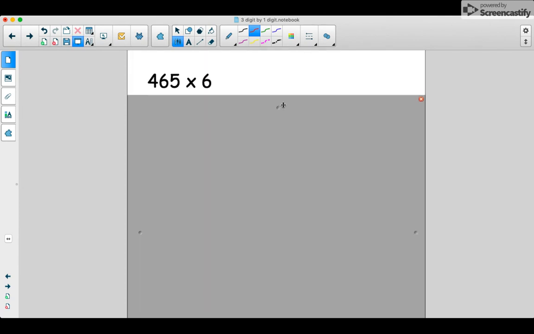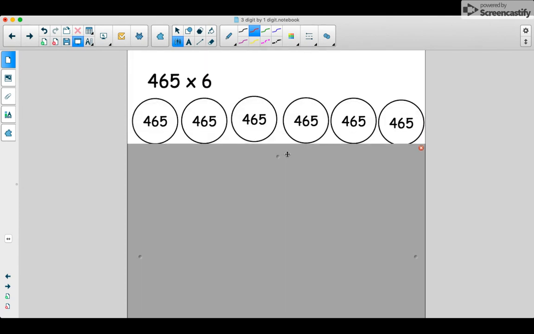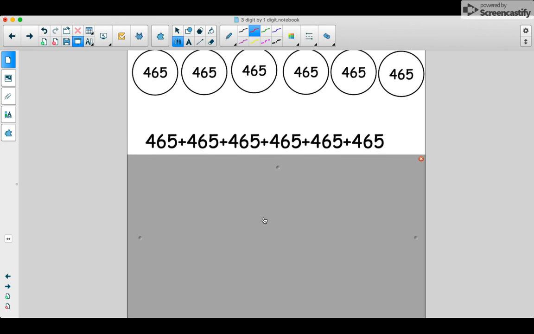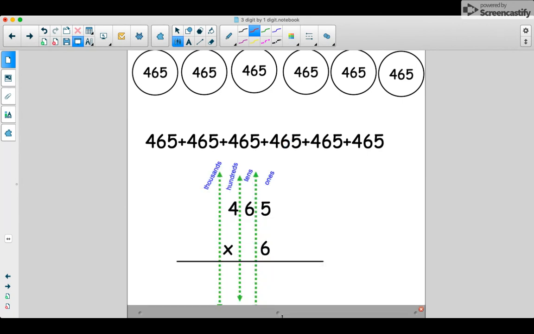So when I do 465 times 6, it means that I have 465 6 times, which means I'm looking for a total because I could add 465 over and over again 6 times to get my total. But we're going to use the algorithm. So remember, we always start with our ones place. I'm going to start with 6 times 5, which is 30. And if I think about the number 30, I go, what's in my ones place? That's the 0. So the 0 stays down, and the 3 goes to the tens place.